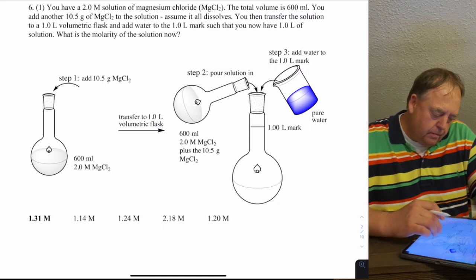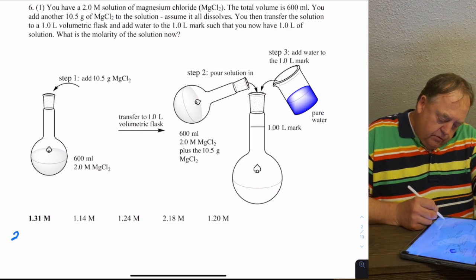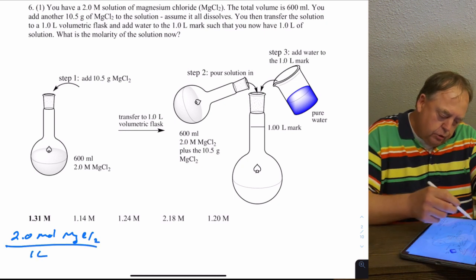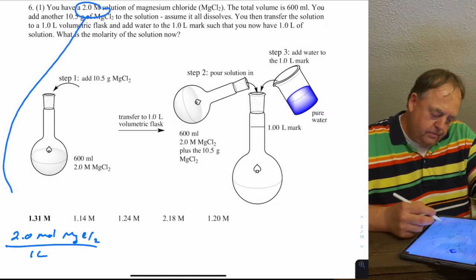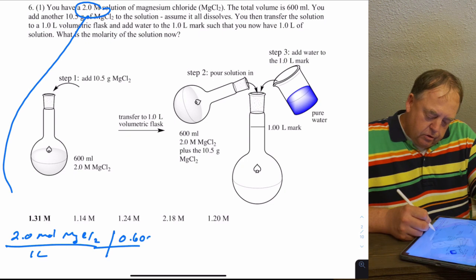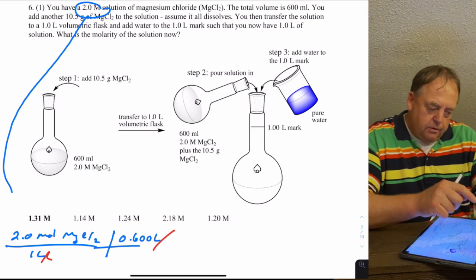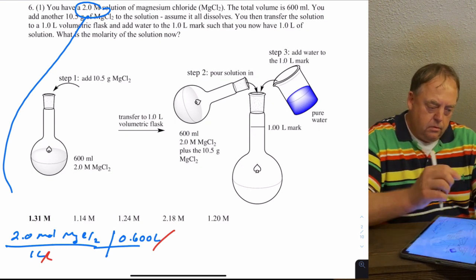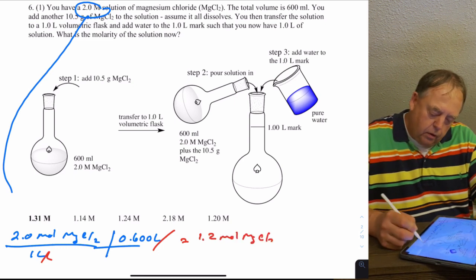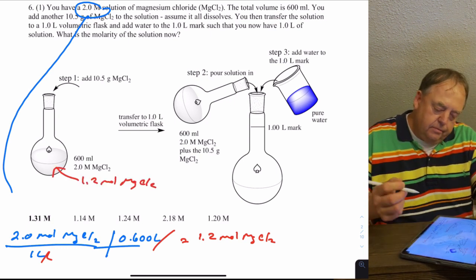Okay, so this one's a lot harder problem. So this one you've got to work through. Okay, so we have 2 moles of magnesium chloride per 1 liter of solution. Again, that's what the 2.0 molar means. But you only have 600 mL, so you have 0.600 liters. So if you multiply those two numbers together, liters cancel out. And so that means in this flask, there is really 1.2 moles of magnesium chloride. So in that flask, there's 1.2 mole of MgCl2.